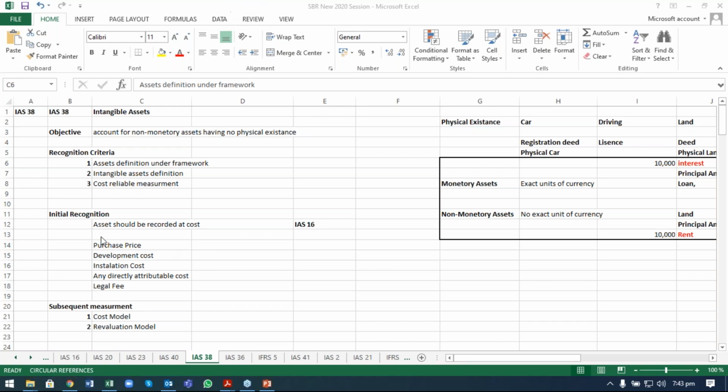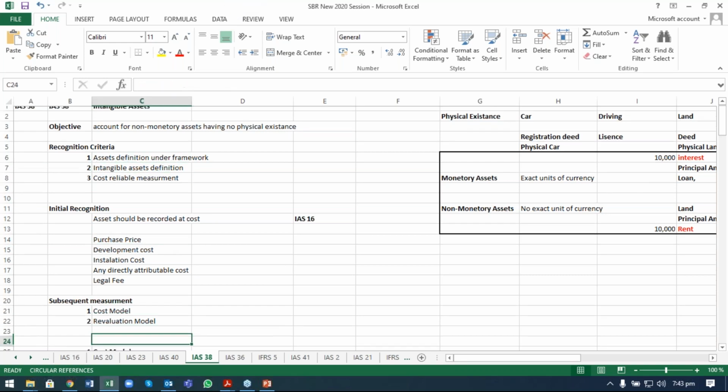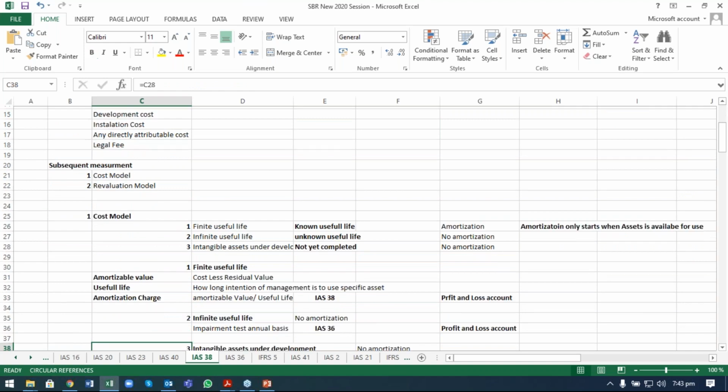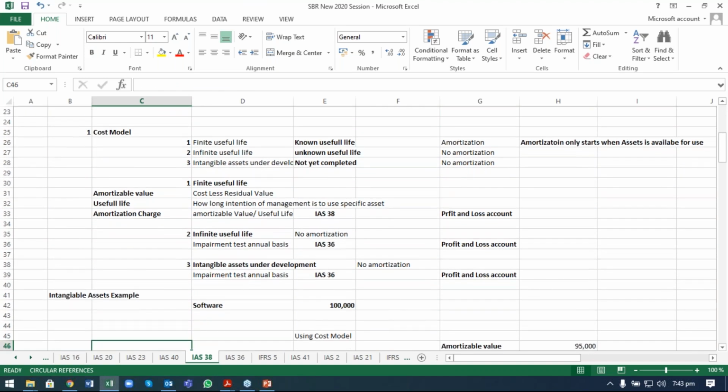Okay, next thing is subsequent measurement. We have the cost model and the revaluation model. Under the cost model, this is the criteria that should be mentioned, and I'll be looking into the question after 10 minutes. So amortizable value is the cost less any residual value. Residual value is the value that can be received at the end of the useful life of an intangible asset.